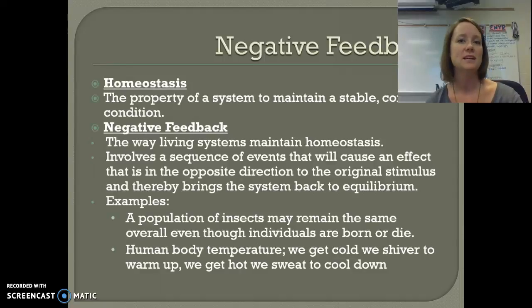So if we think about that example with the links in the hair, that's a great example of negative feedback. Another would be a population of insects that remain the same. So you're going to have individuals that are born, which would increase the population, but you also have insects that die, which decreases the population. So it's changing in opposite directions, thus that oscillation. And then going back to our example with the human body, our temperature oscillates, but there's systems in place to keep that in check.